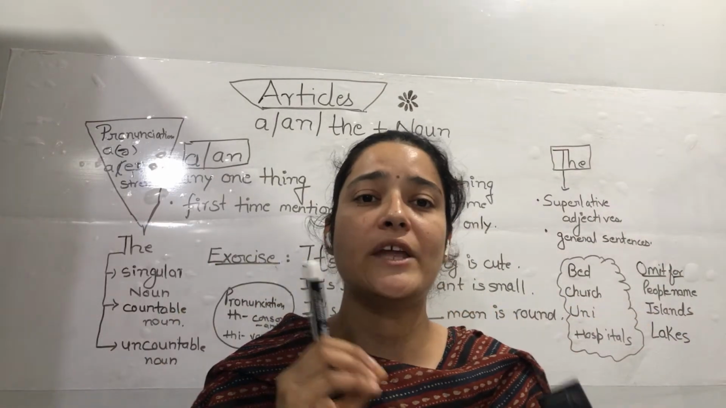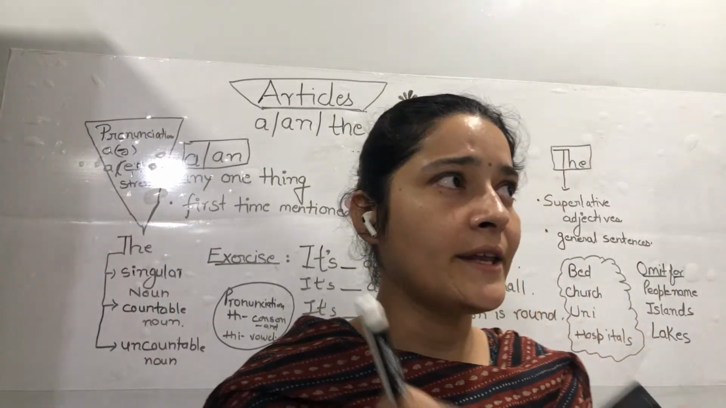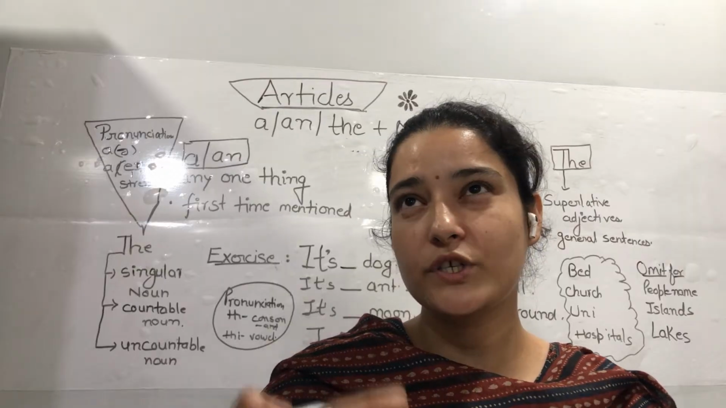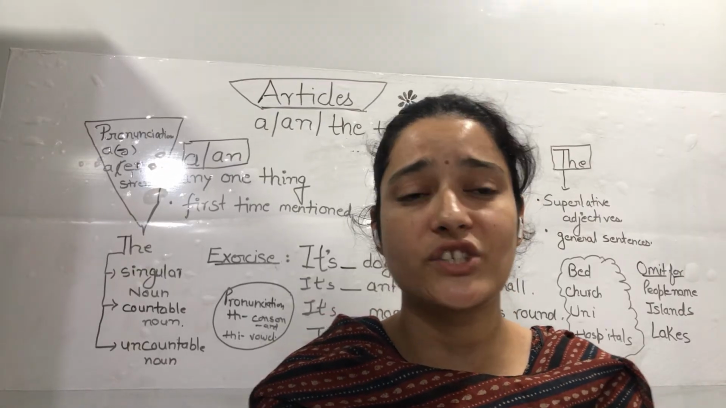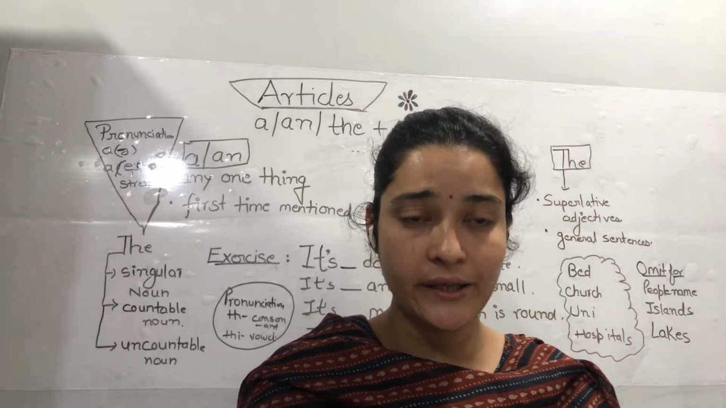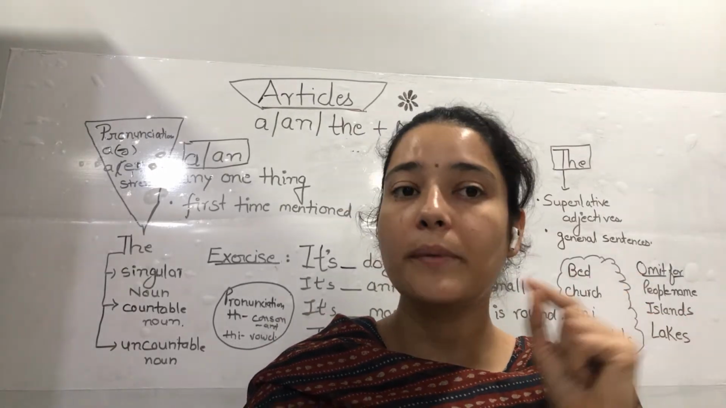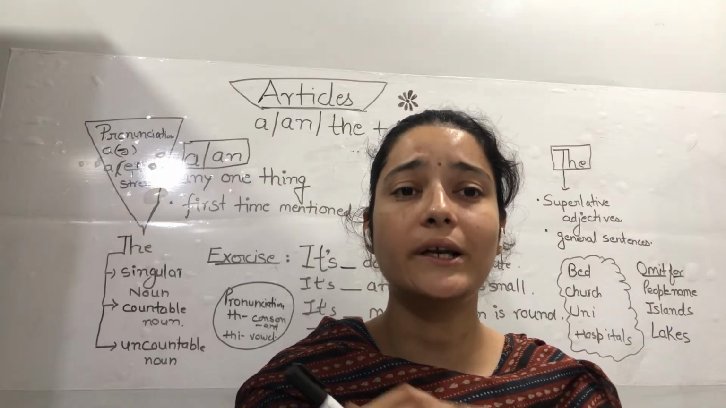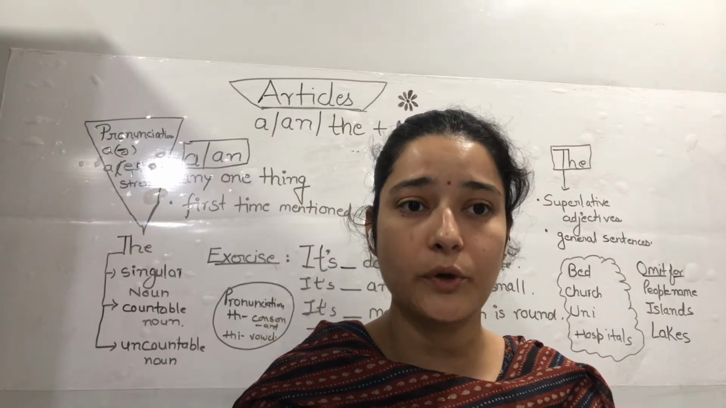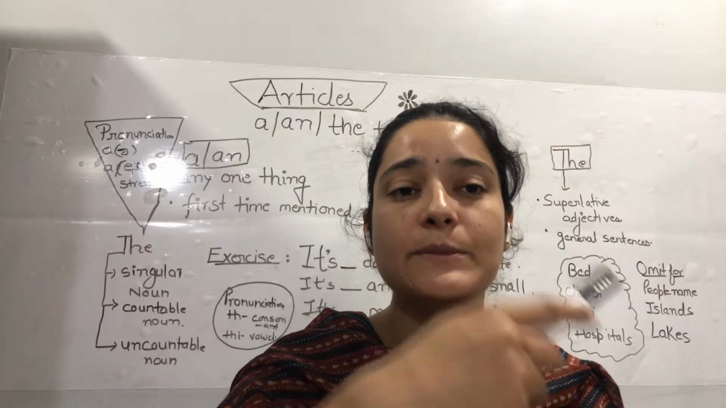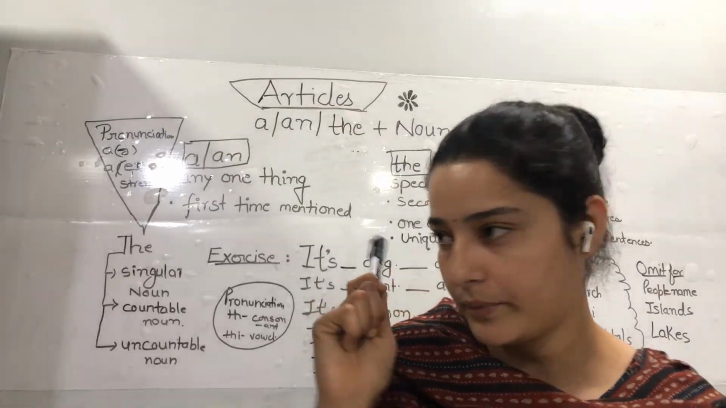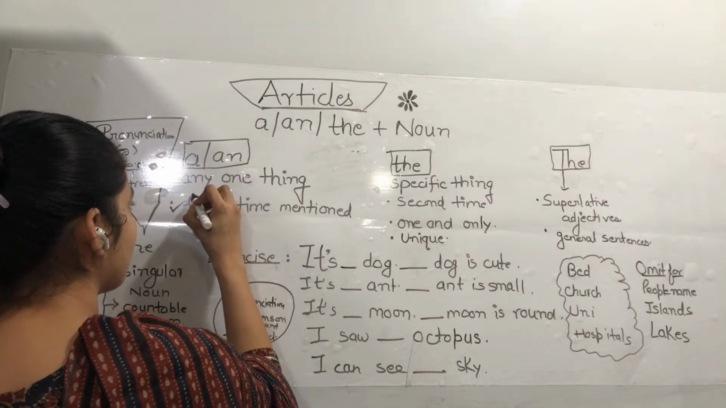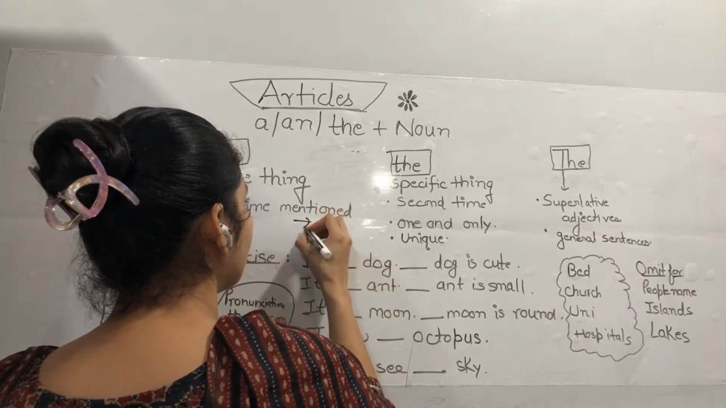Okay. If I'm mentioning any person, and I'm talking about that person in a story or a podcast, then I'll mention in the starting a boy, a girl, a person, okay? But the second time when I'm talking about that boy or that girl, that person, then I will definitely use the, because now I know I have already spoken about that boy, that girl, or that person. Okay, so this is clear, I hope. For first-time mentioned things, we will always use a or an.